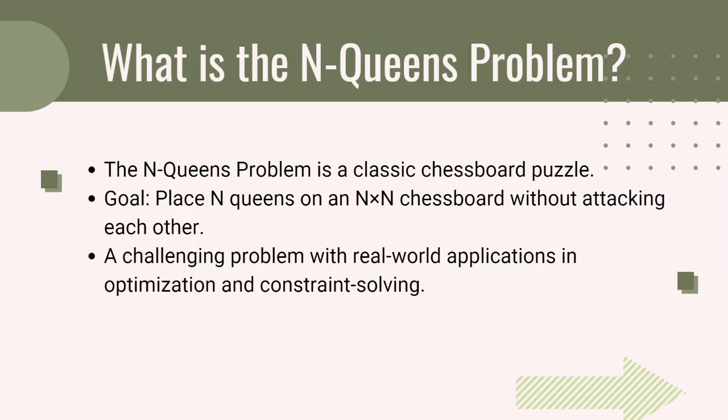We all know how a queen moves. A queen can move in a straight line as well as diagonally. So no other queen should be placed in the same row, the same column, or the same diagonal.